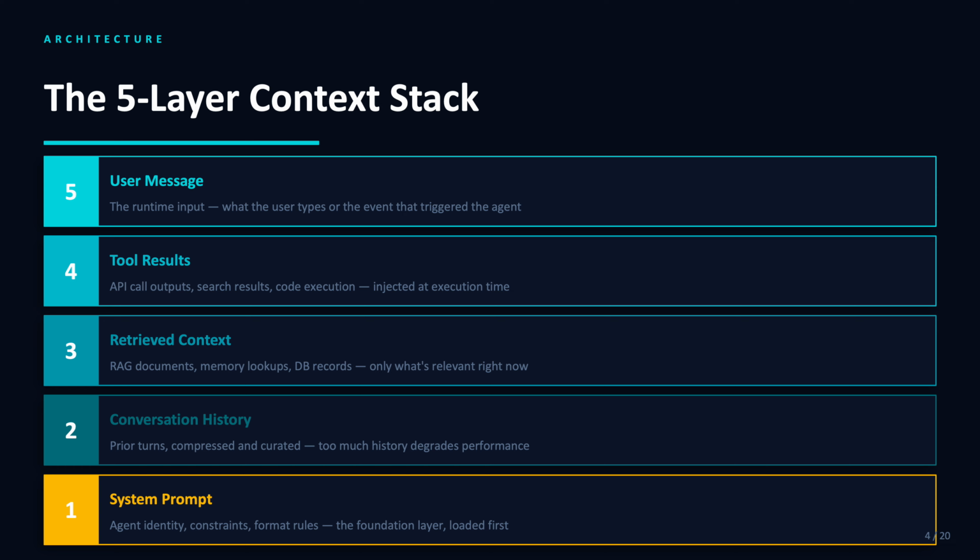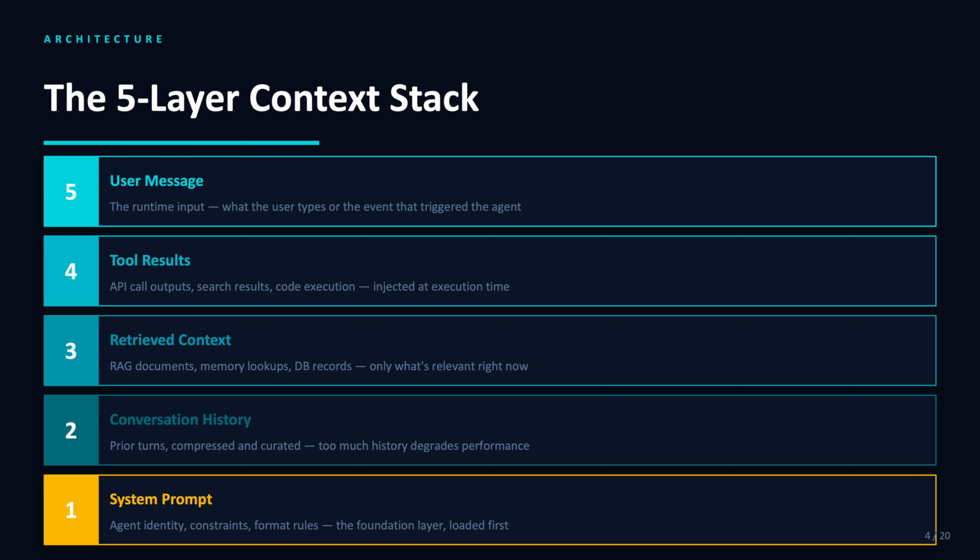This is the layer most teams think of when they hear context engineering. But it's one layer of 5. Layer 2. Conversation history. The accumulated record of prior turns, compressed and curated. I'll come back to this because it's where context rot begins, and it's the most neglected layer in most production systems. Layer 1. System prompt. The foundation, in amber here, because it's architecturally special.